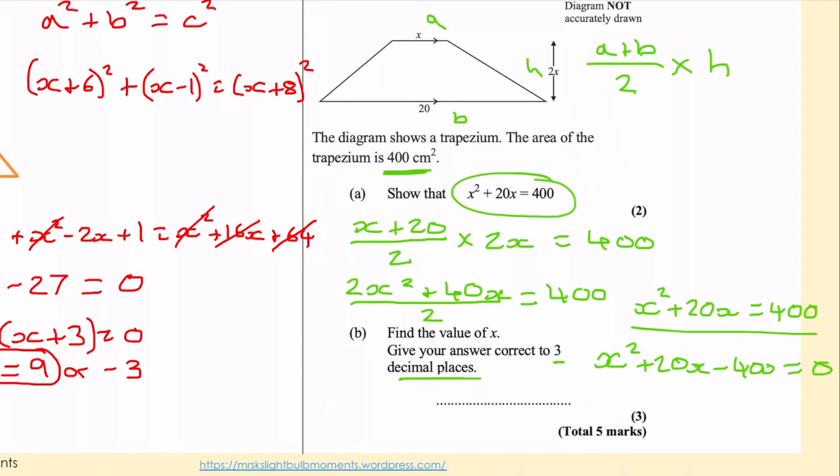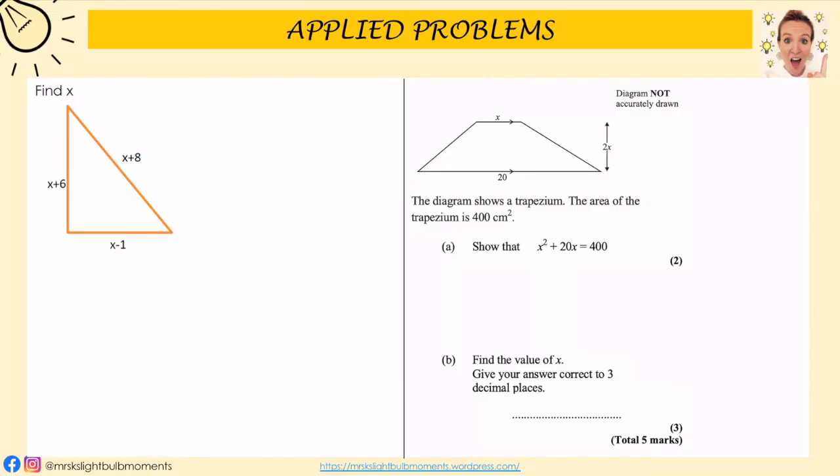Then plug it in to your quadratic formula. It wants it to 3 decimal places. I end up with 12.361 or... Sorry, my program just crashed on that. I'd written the final answer anyway. I'm not going to rewrite that all again. So for the trapezium question, part B, we got 12.361. We also got the negative answer, 32.361, but it wouldn't be a negative because x is a length there. So the final answer was 12.361.